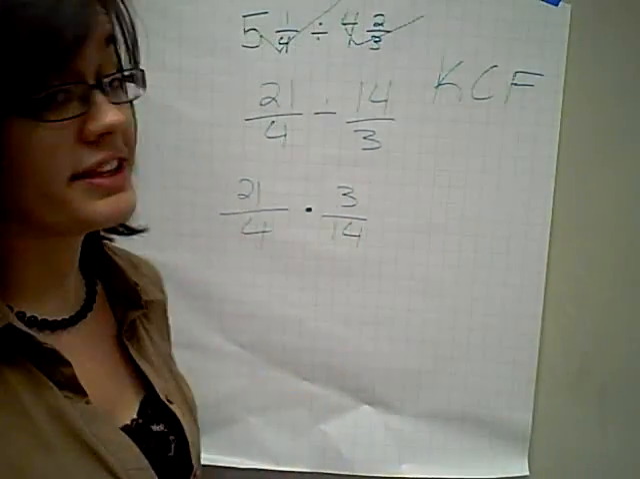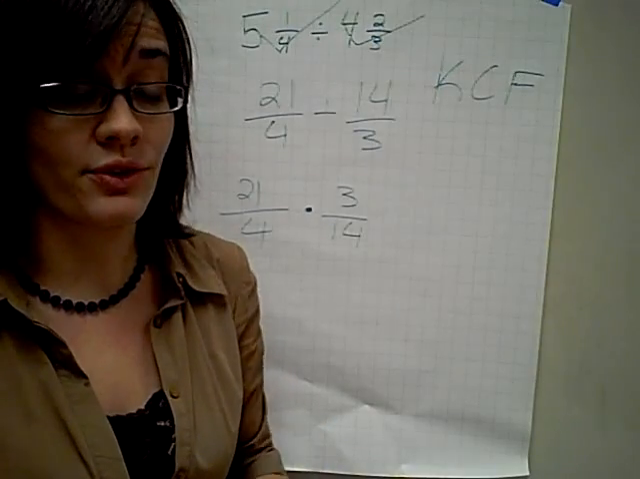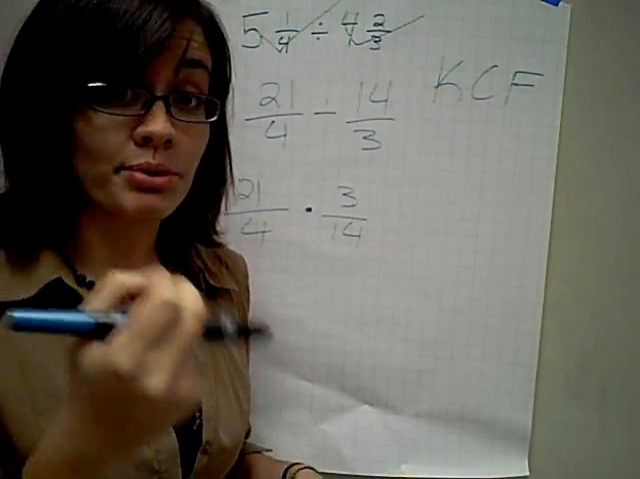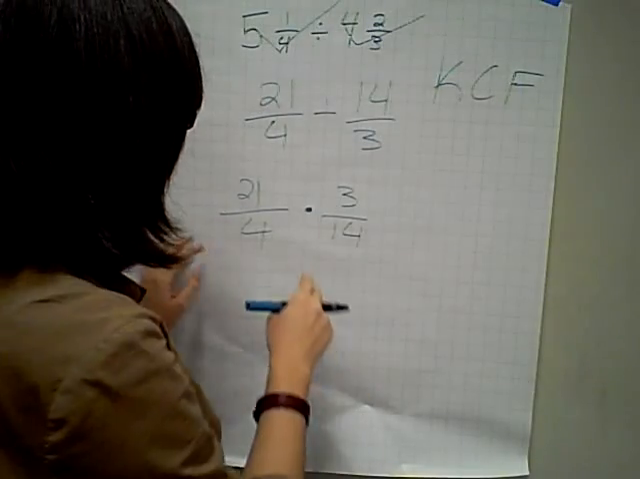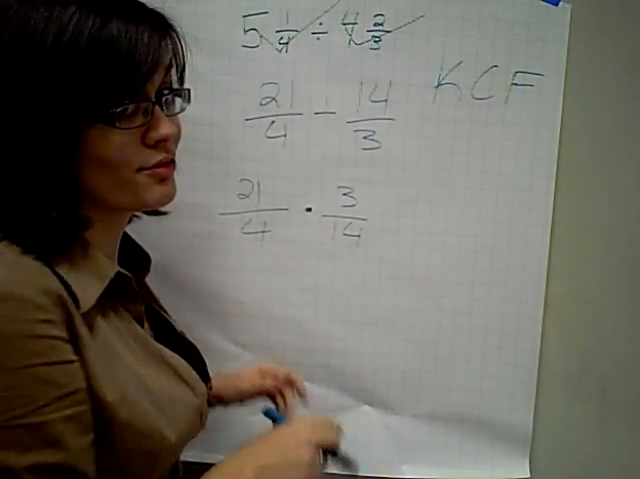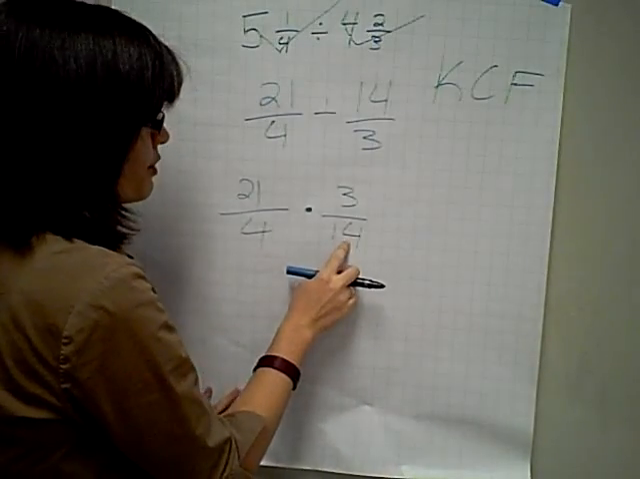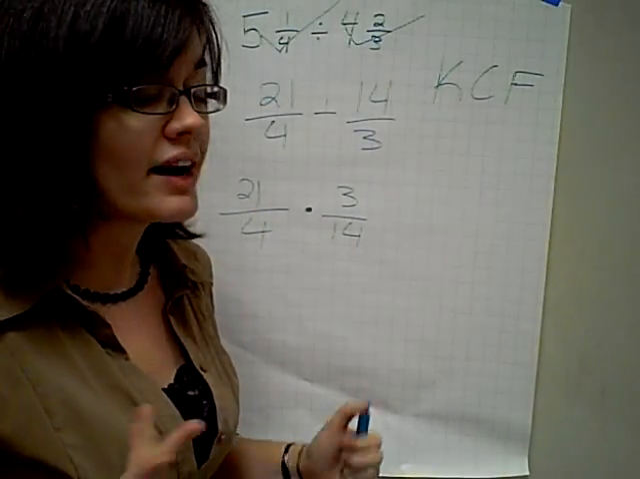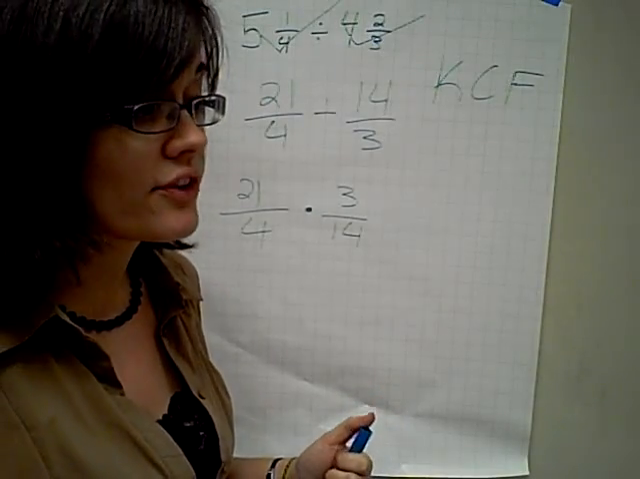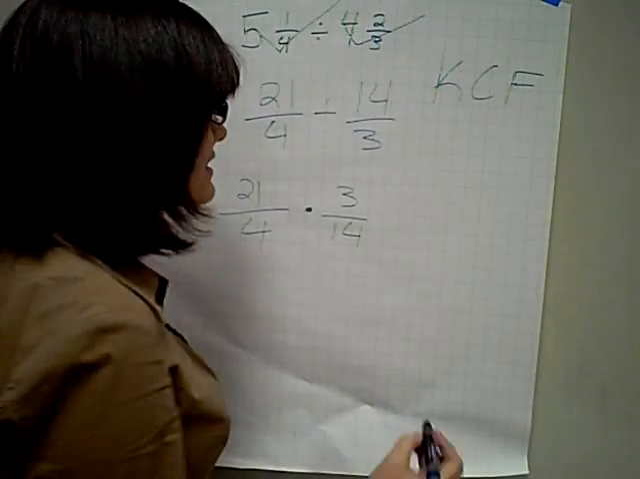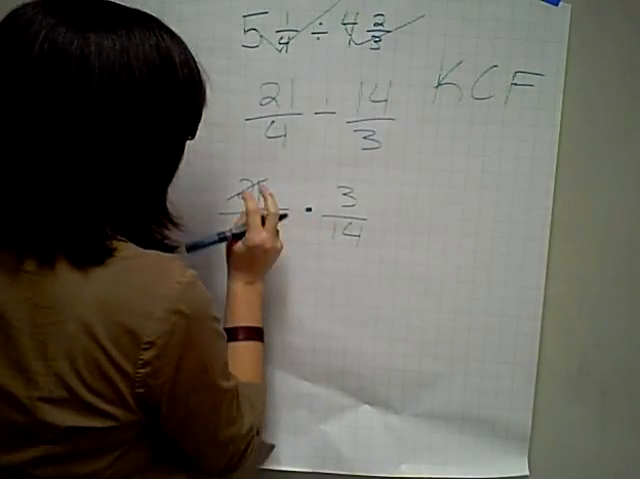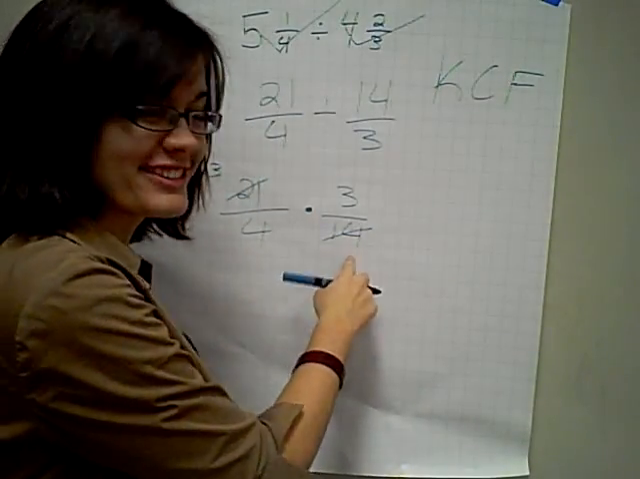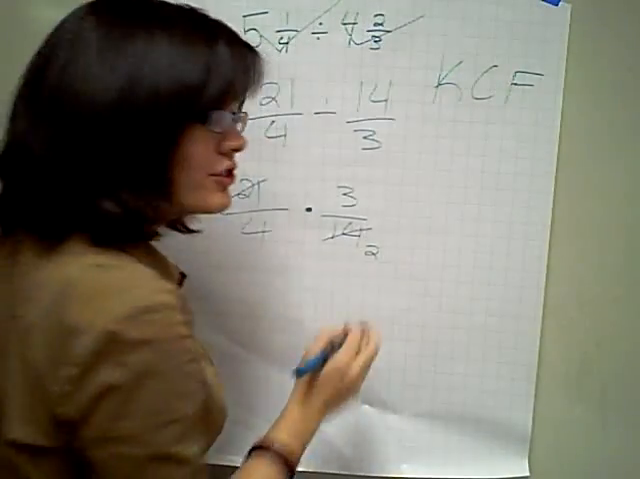Now, if you multiply this right out, it's going to be really, really difficult and really, really big. And we don't want to mess with that, do we? So remember, simplify before you multiply. So there's nothing that goes into the 3 and the 4. But what about the 14 and the 21? What goes into 14 and 21? Obviously it's not 2, it's not 3, it's not 4, it's not 5, it's not even 6, but it is 7. So 7 goes into 21 3 times, and 7 goes into 14 2 times.